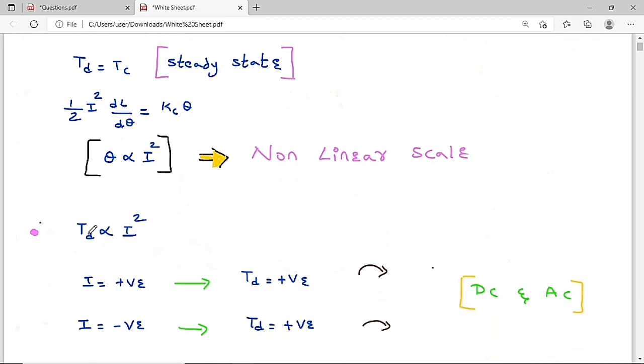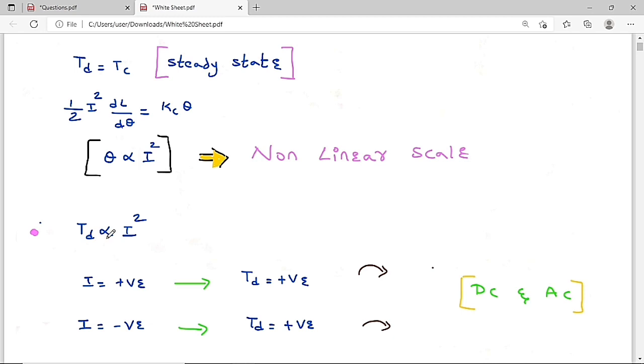For a small amount of current, the torque is very high because of the square quantity. If you take a current of very small value, squaring it gives a very high value. So MI instruments have a high operating torque, because the deflection torque is directly proportional to I square, and even for a small amount of current, the Td is huge.